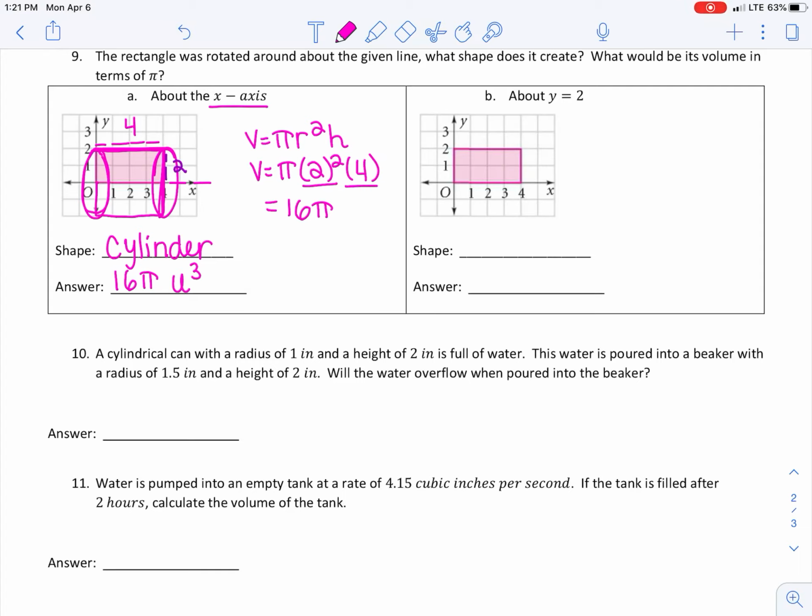Okay, let's see. B is very, very similar, okay? So it says this time, though, we're going to rotate about y equals 2. In the equation y equals 2, we're going to go to 2 on our y-axis, and we create a horizontal line there. So that's where we're going to rotate about that line. So this time, we're going to have a cylinder up here.